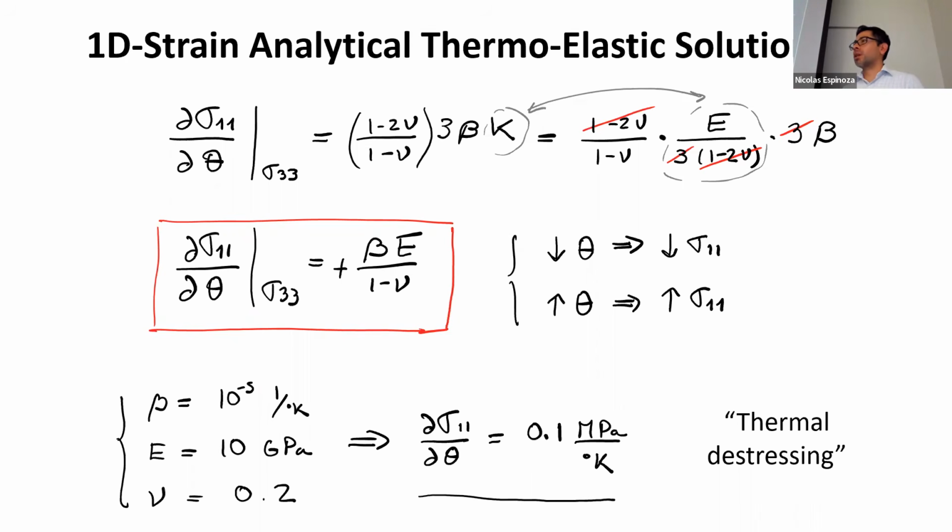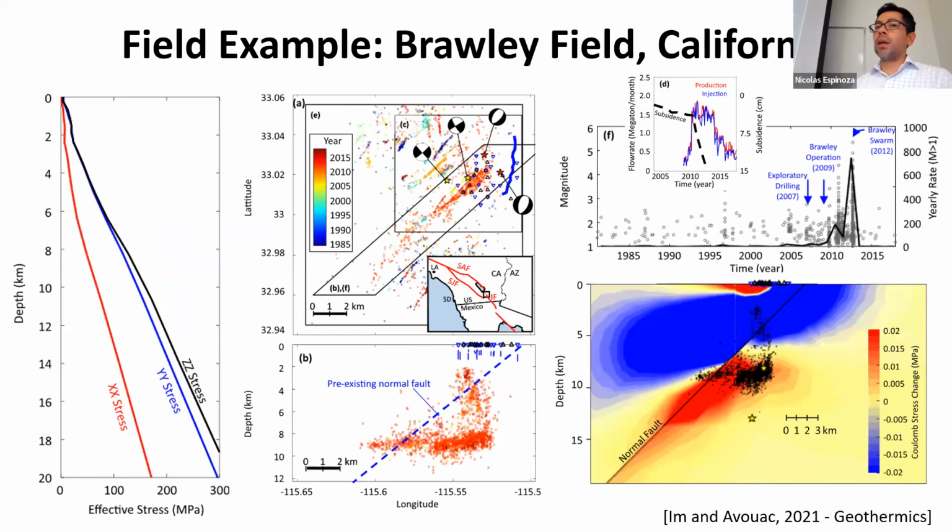That's a large stress, and these changes of stress can be quite large, and we have to account for that. So let's see a real case. This is in California. This is a field called the Brawley field, and here you have the stresses: vertical stress, ZZ direction, horizontal stresses, XX, YY. What type of stress regime is this, guys, if the maximum stress is vertical? Normal, very well. All right, so let's see what happened over here.